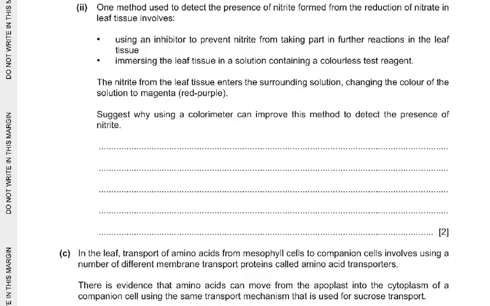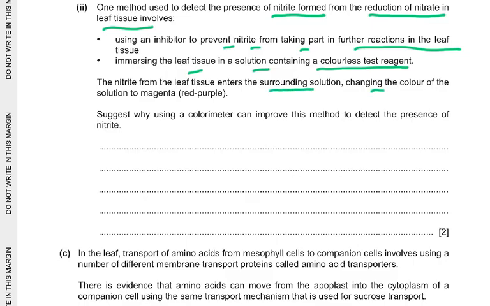One method used to detect the presence of nitrite formed from the reduction of nitrate in leaf tissue involves using an inhibitor to prevent nitrite from taking part in further reactions in the leaf. So nitrite will keep on accumulating. Immersing the leaf tissue in a solution containing a colorless test reagent. The nitrite from the leaf tissue, 10 nitrites or 100 nitrites, enters the surrounding solution, changing the color of the solution to magenta. So from colorless, it will become magenta, red, purple.